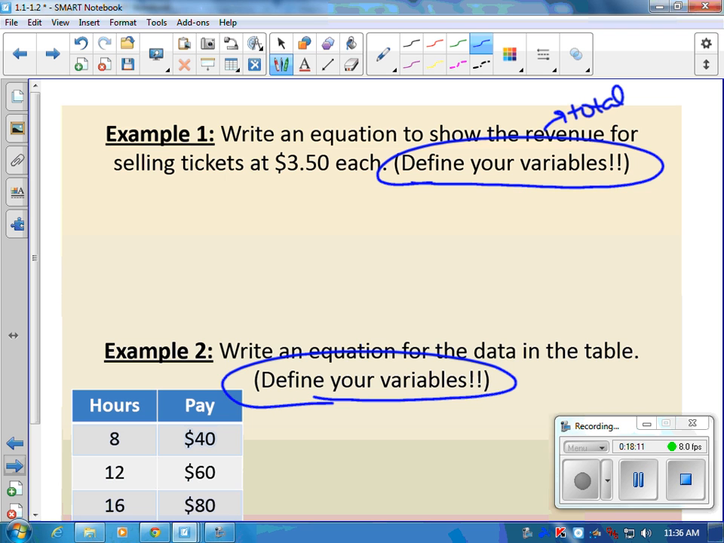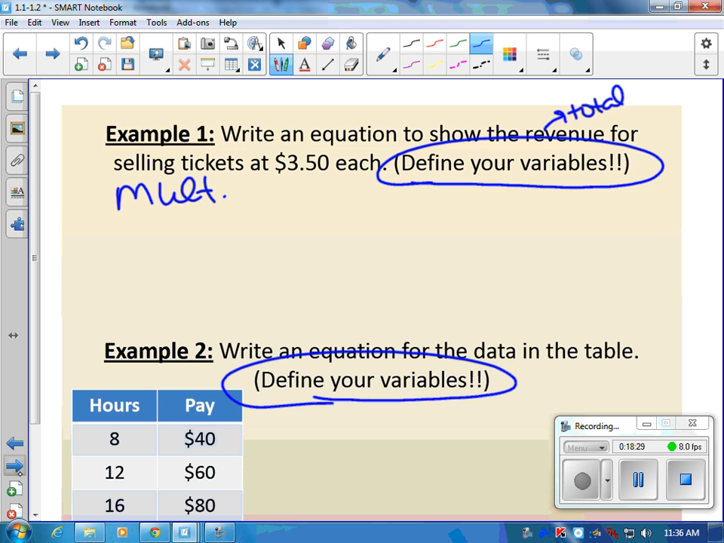Multiplication. So if I'm talking about selling tickets and I want to know what the total cost is going to be, what operation do I need to use? Multiplication. I'm just going to write that down. So we know when we write this equation, I better see some multiplication in there.